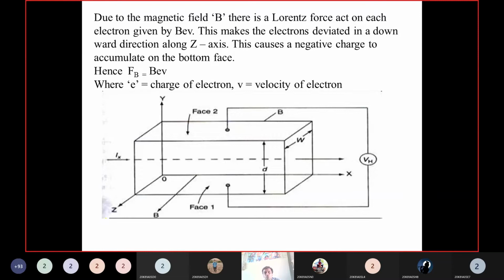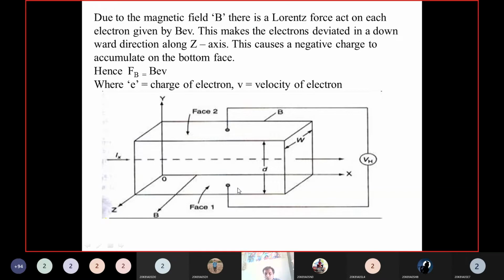What is that force? F_B is equal to B e v. B is the applied magnetic field, e is the charge of the electron or hole, whatever charge carrier we are taking, and v is the velocity of the electron or hole. So the force acting is F equals B e v. The direction of force is downward, along the z axis. So these three are mutually perpendicular.